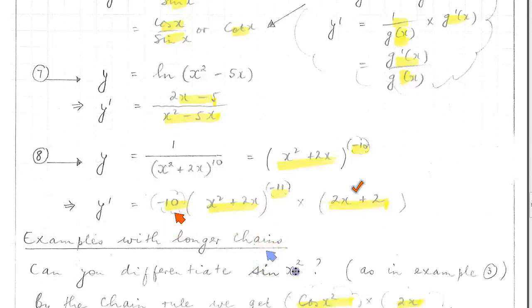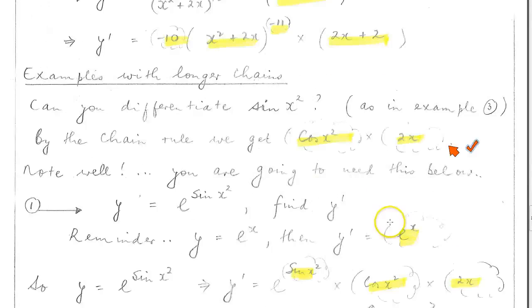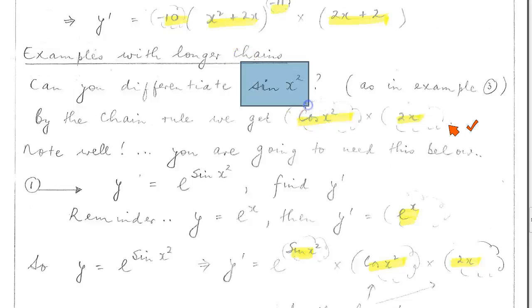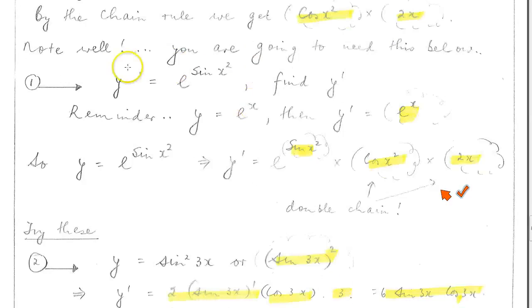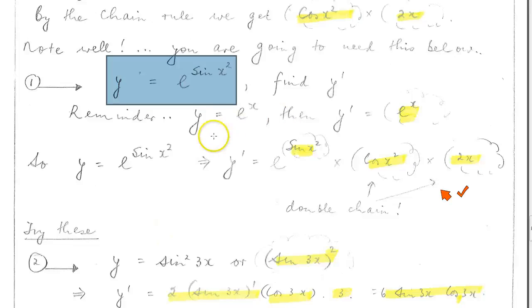All right. Even examples with longer chains in them, you should be okay. So look at this one. Can you differentiate sine x squared, as in example 3? By the chain rule, you saw that you got cos x squared times 2x. So you've already done that one. Now you're going to need that, because in this next example, y equals e to the sine x squared. Find y dash. Now this is a composite function of a composite function. It's a function of a function of a function. Let's not get too entangled, but here we go.